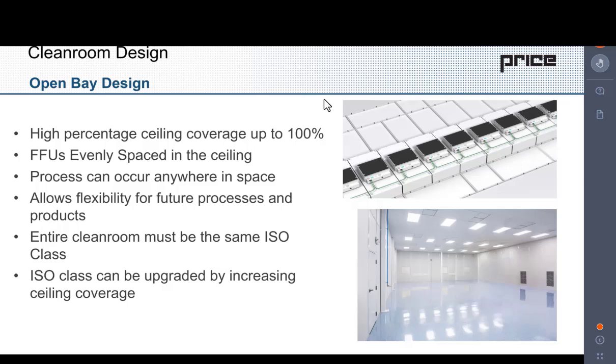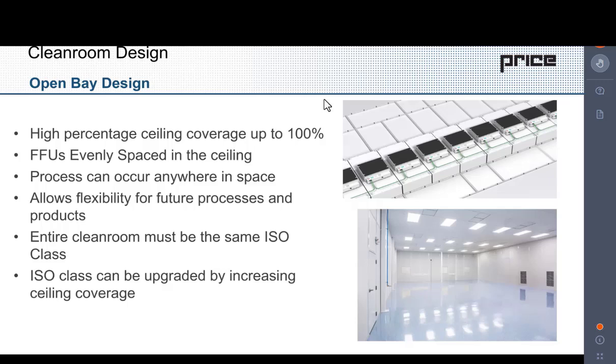We're going to do this by evenly spacing our terminal end filter devices throughout the space, so that we're providing that HEPA, or the required airflow, for that entire space. Now, the benefit of a system like this is that you can easily change the direction or change the areas in which processes are being completed within the space, optimizing your manufacturing line.